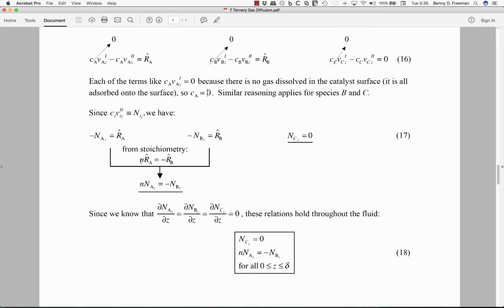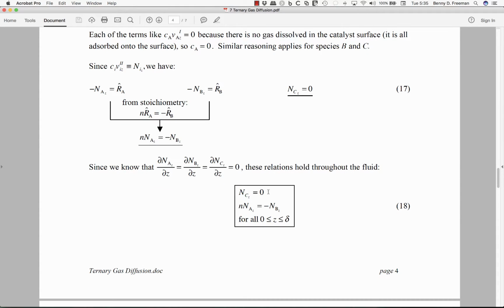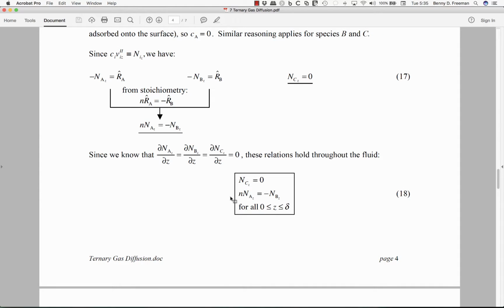In the case of a stoichiometric coefficient of 1, that is, lowercase n is equal to 1, that means just one molecule of A goes to one molecule of B, then we would find that the fluxes of A and B are equal and opposite to each other, as they would have to be. We know that these fluxes don't change as we go through the gas phase z, and so that leaves us with the expressions that are boxed here at the bottom of the page for the fluxes throughout the gas phase.